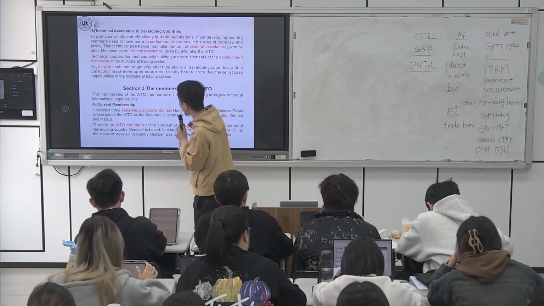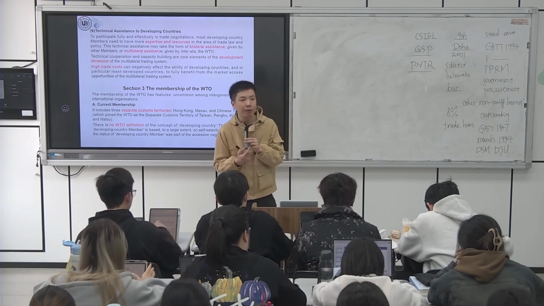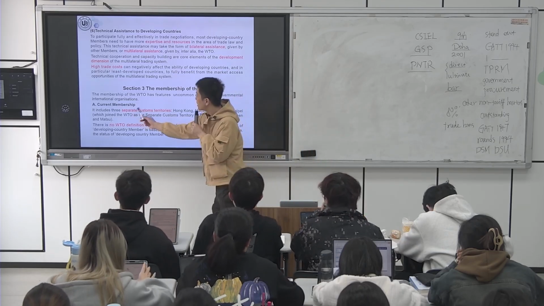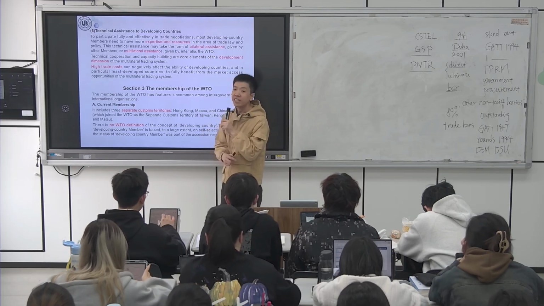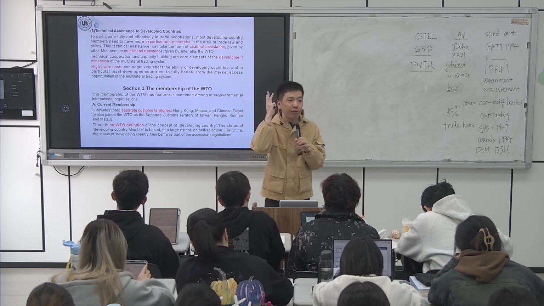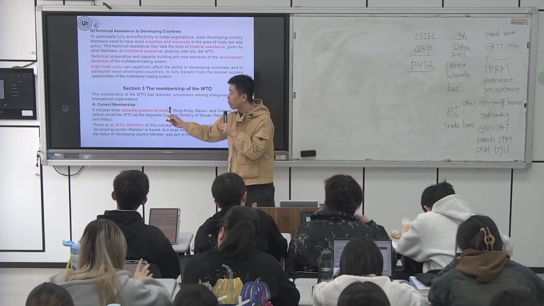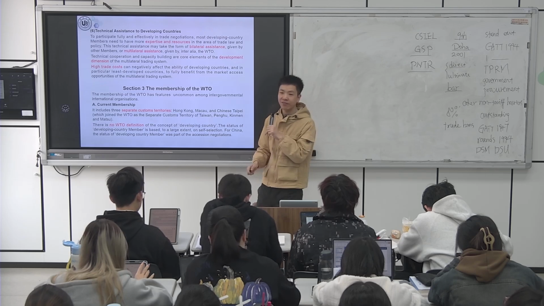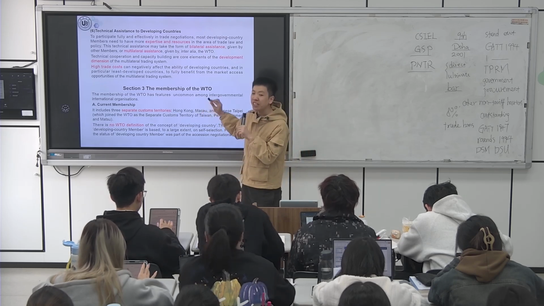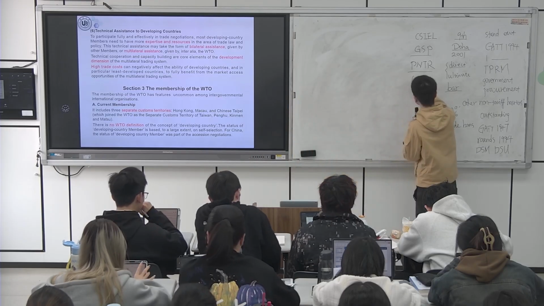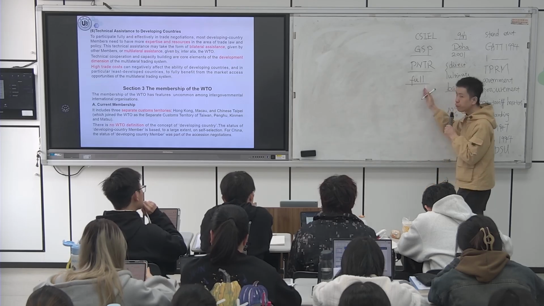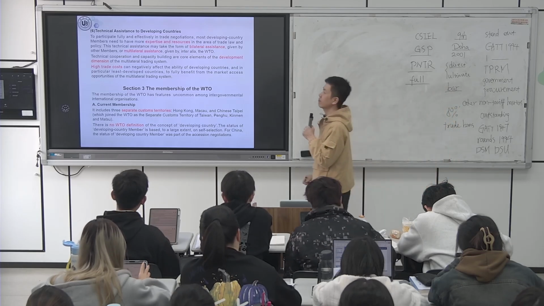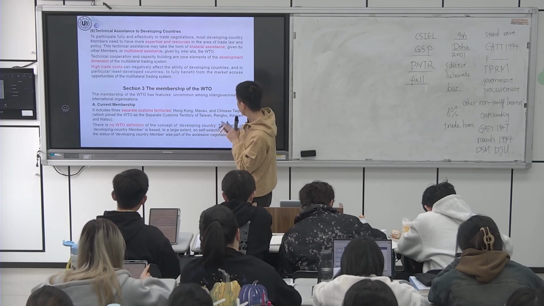Okay, then let's move on to section 3, the membership of the WTO. First thing you need to know is separate customs territories. In the WTO, we have 3 separate customs territories. They are Hong Kong, Macau, and Chinese Taipei. This kind of membership is not a kind of full membership. Full membership. In Chinese, it's called 正式成员.